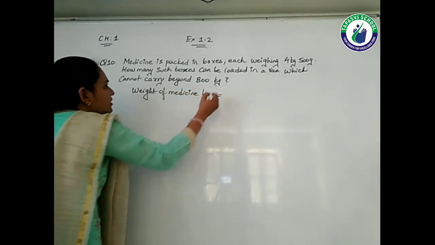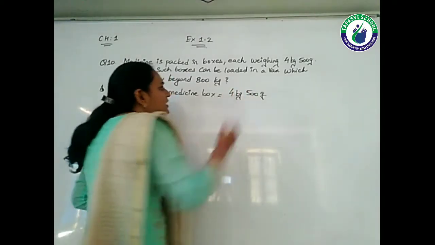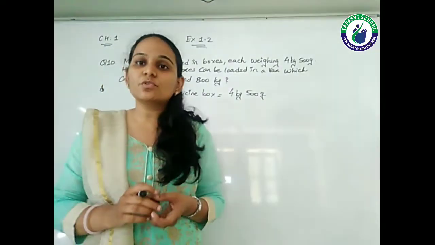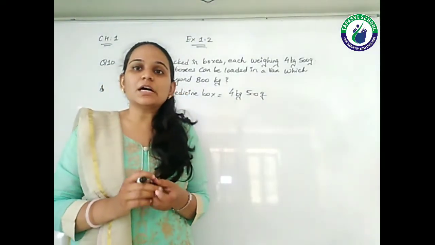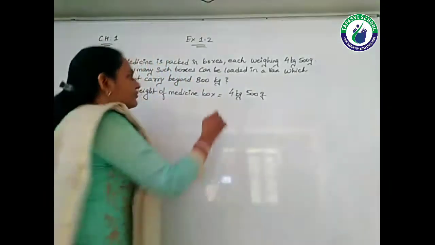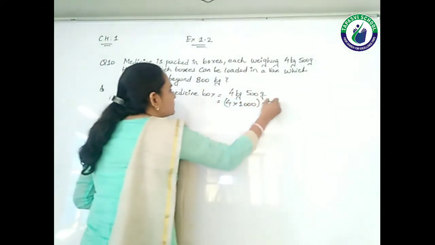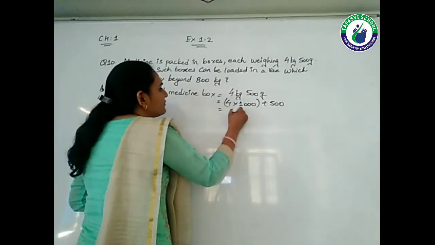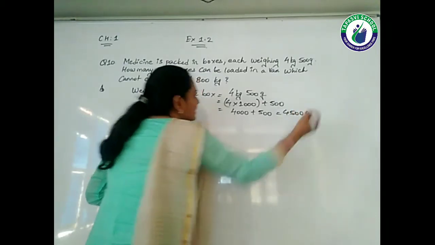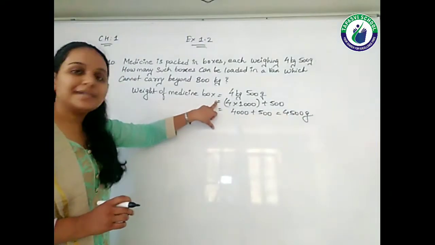Weight of medicine box is equal to 4 kg 500 gram. Now first I need to make the conversion of kilogram into gram, students. So you know very well the conversion rule, kilogram and gram. So 1 kg means 1000 gram. So 4 multiplied by 1000 plus 500 grams. So total will be 4000 plus 500 is equal to 4500 grams. Right? Now this is the medicine box weight.